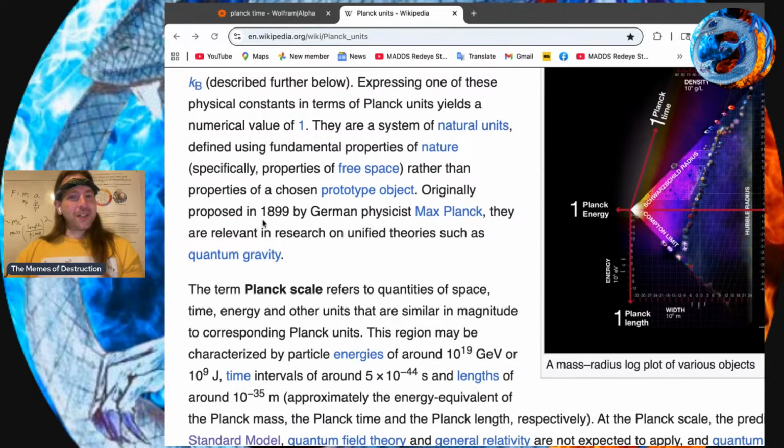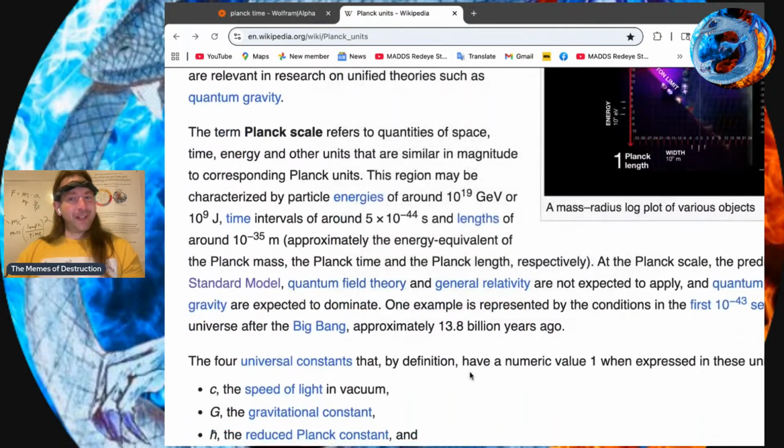Originally proposed in 1899 by German physicist Max Planck, they are relevant in research on unified theories such as quantum gravity. The term Planck scale refers to quantities of space, time, energy, and other units that are similar in magnitude to corresponding Planck units. This region may be characterized by particle energies of around 10^19 GeV or 10^9 joules, units of energy, time intervals of around 5 times 10^-44 seconds, and lengths of around 10^-35 meters.